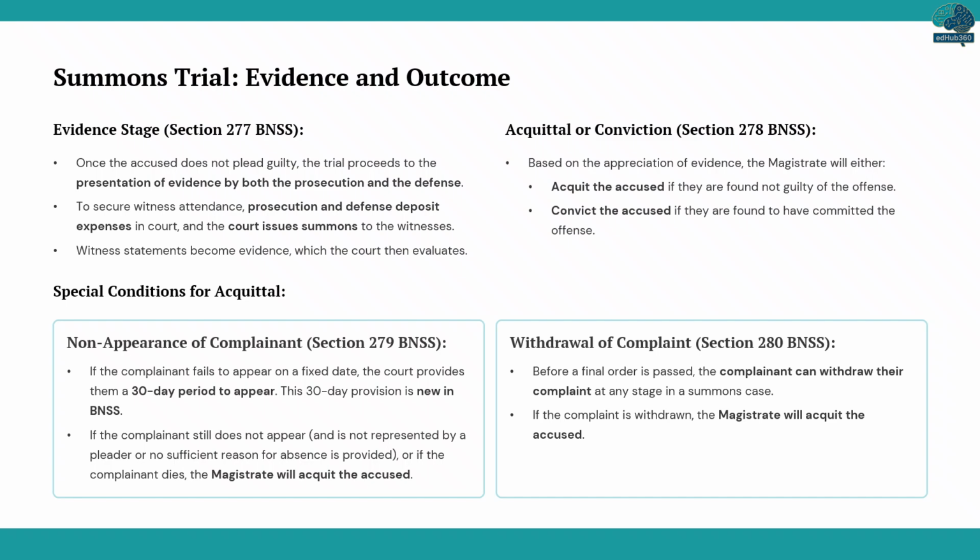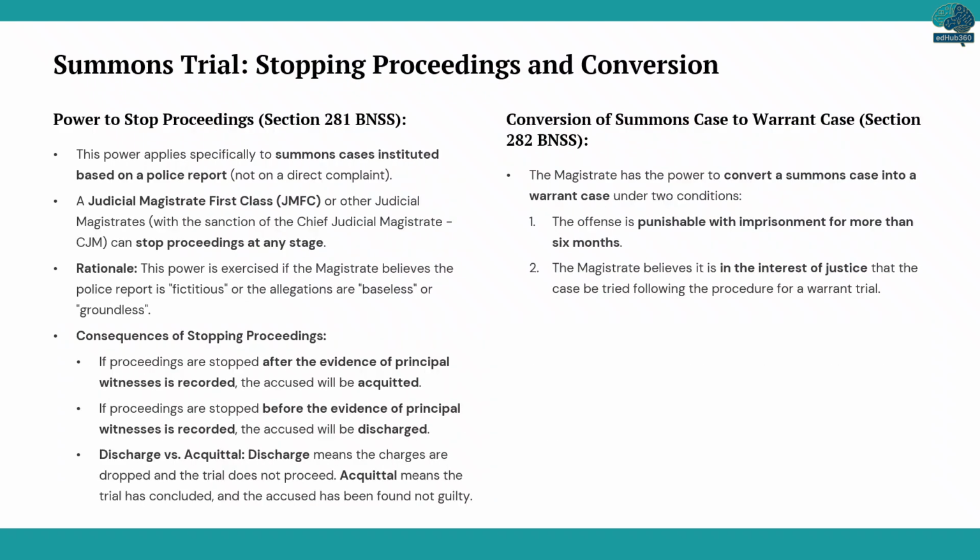Magistrates also have the power to stop proceedings in certain summons cases, specifically those initiated based on a police report, not a direct complaint. This is typically done if the magistrate believes the police report or the allegations are fictitious or baseless. If proceedings are stopped after the evidence of principal witnesses has been recorded, the accused will be acquitted. If stopped before that, they will be discharged.